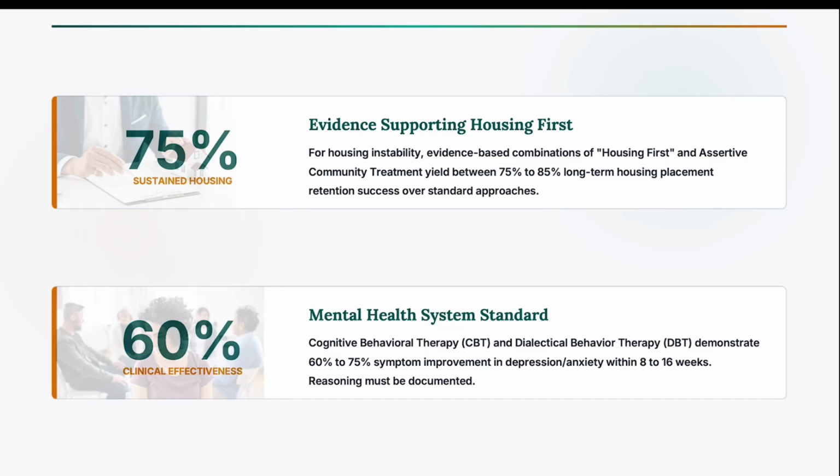If the goal is mental health symptom reduction, cognitive behavioral therapy and dialectical behavior therapy have strong evidence bases. CBT produces symptom improvement in 60 to 75% of anxiety and depression cases within 8 to 16 weeks. Your case plan should explicitly state which interventions you're selecting and why you're selecting them. This is where clinical reasoning becomes visible in documentation.